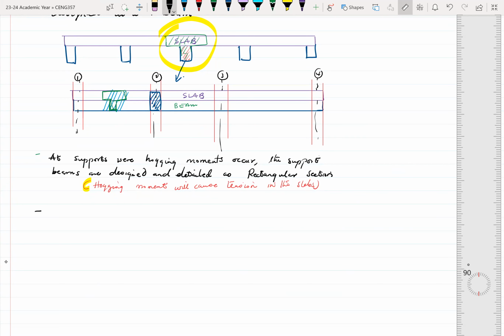The third point is that usually, if you're looking at the cross sections, because a typical T flange will have a larger size and also a larger compression area than a rectangular beam, it means that the moment resistance of concrete for a T-beam will be higher than that of a rectangular beam.